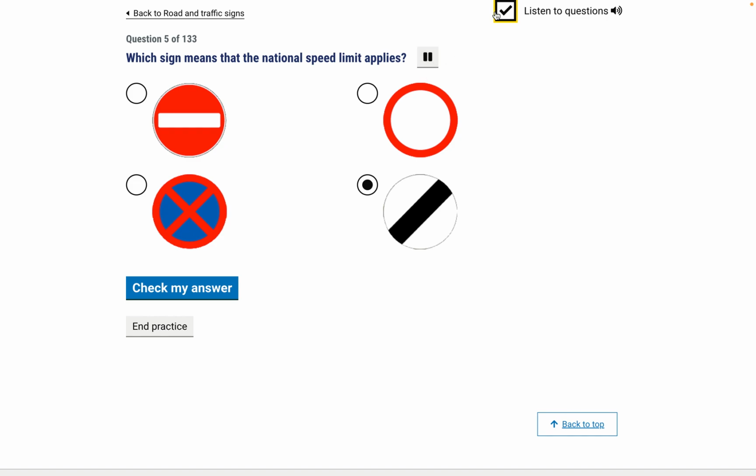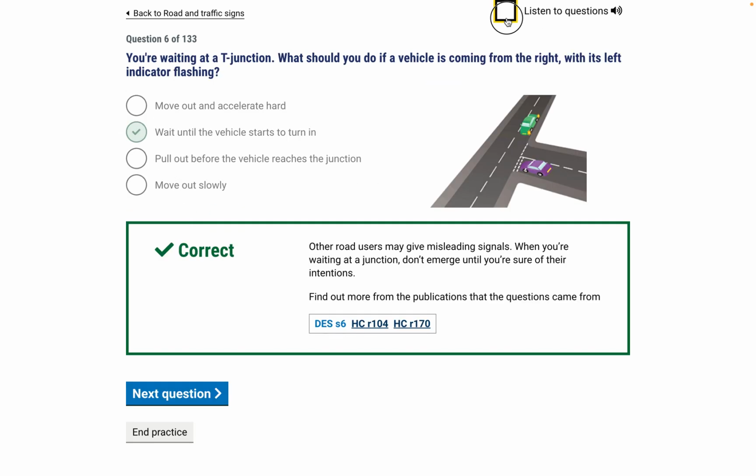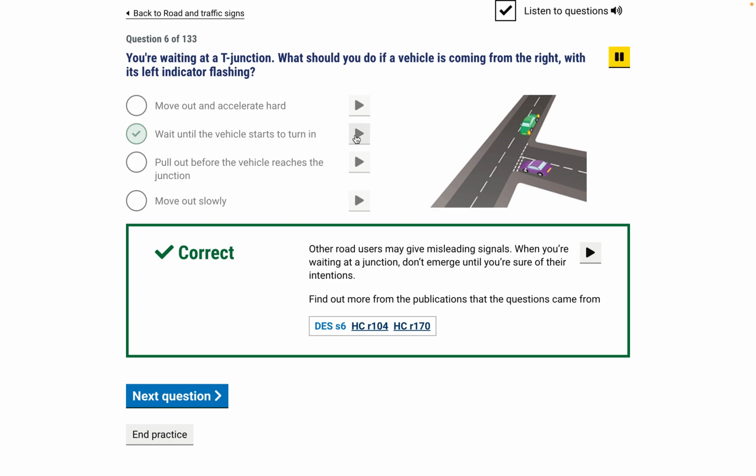Which sign means that the national speed limit applies? You're waiting at a T-junction. What should you do if a vehicle is coming from the right, with its left indicator flashing? Wait until the vehicle starts to turn in.